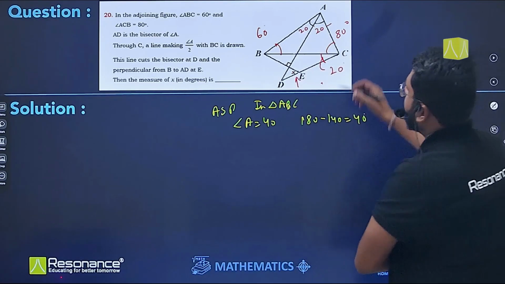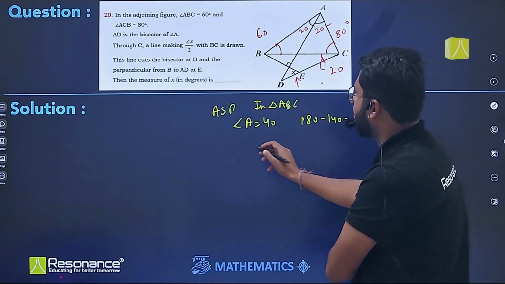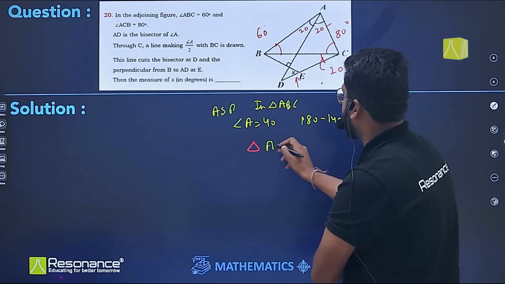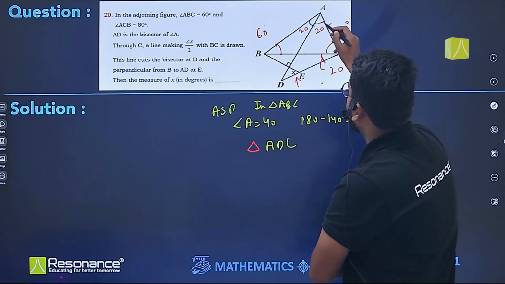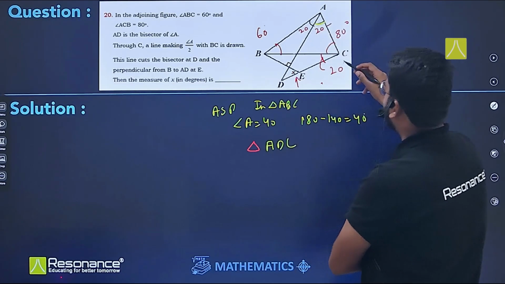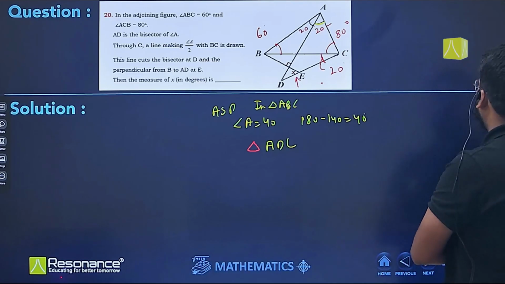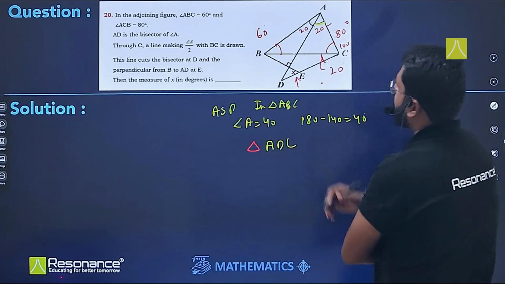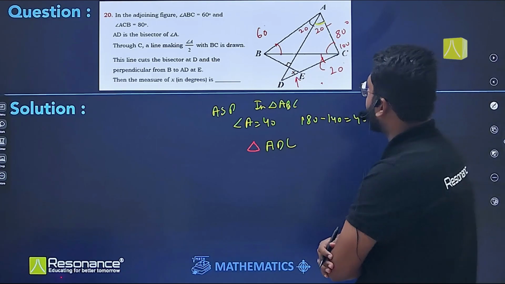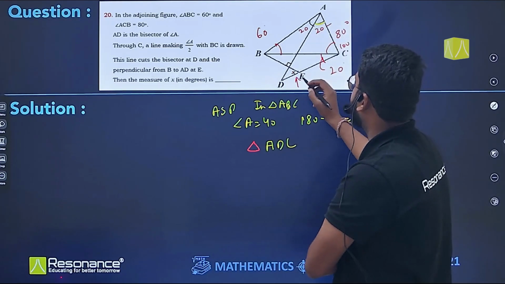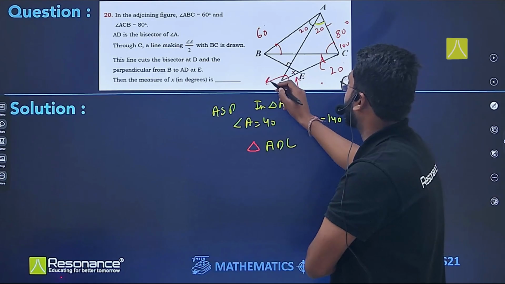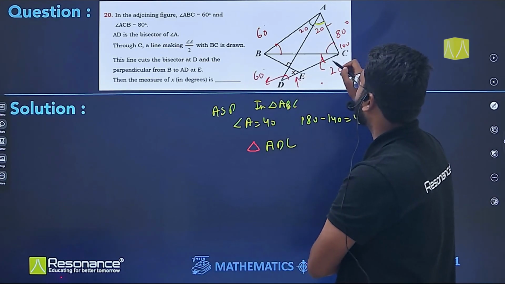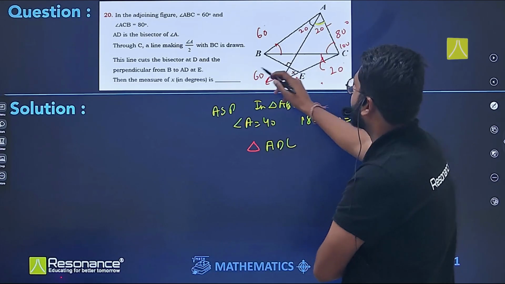Now angle A is 20. If you see the complete triangle ADC, this is 20, and 80 plus 20 is 100. So 100 plus 20 is 120. If we apply the angle sum property in ADC, then we will get 60 here, because 20 plus 100 is 120.